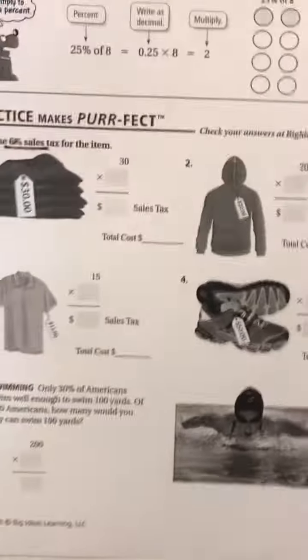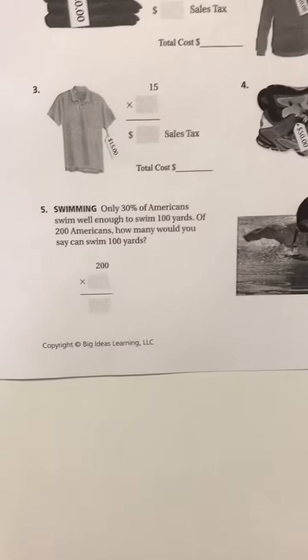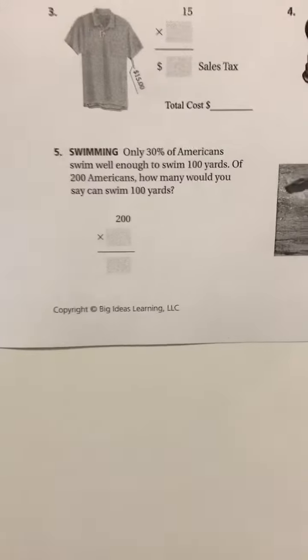Numbers 2, 3, and 4 are very similar to that. With number 5, you're going to need to think about that and multiply 200 Americans by 30%, because 30% of them can swim 100 yards.